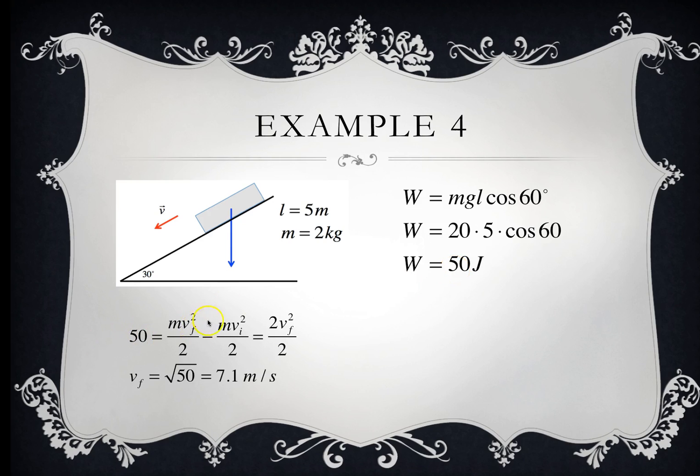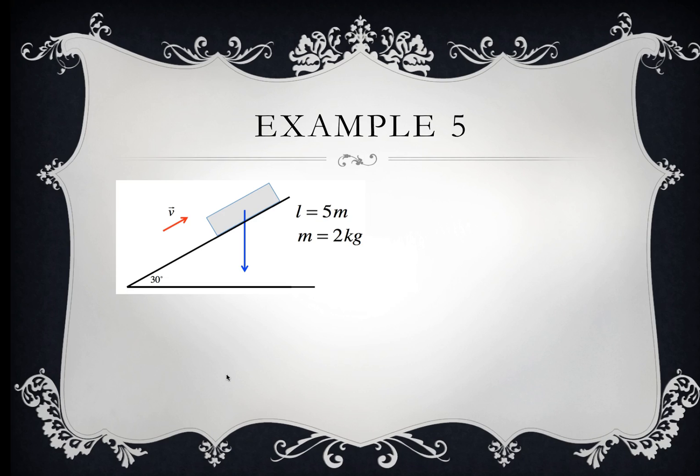Then I said that 50 joules is equal to the change in kinetic energy. Since the object starts at rest, that term becomes 0, so 2 for mass, V final squared over 2 equals 50. This cancels, so I end up with V final squared equals 50, and the square root gives me 7.1 meters per second. Again, work is positive, the object ends up moving faster than it started, which was rest, so everything works out fine.